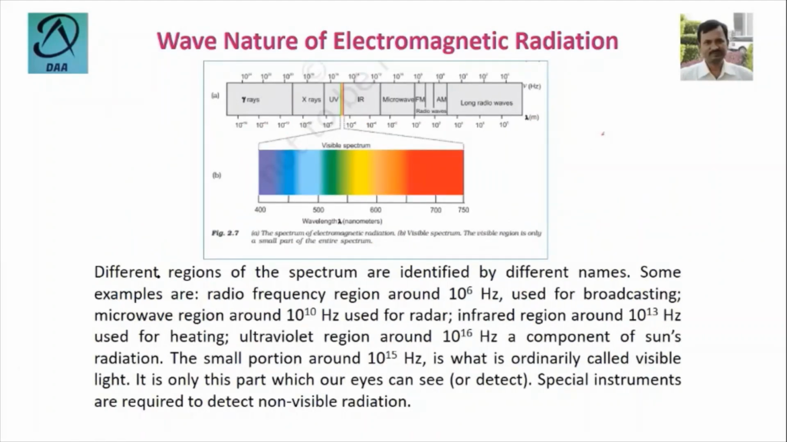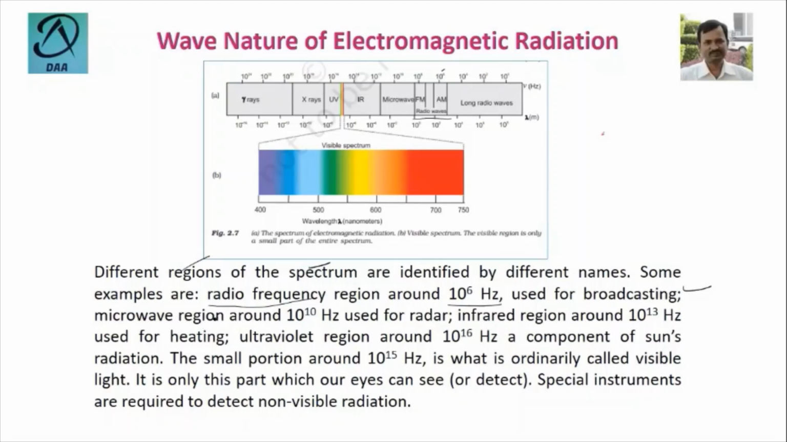Now we'll check the different regions of the spectrum. If you see the spectrum, there is a scale above. We start from right to left. Then if you see the radio frequency region, it is 10 to the power 6 hertz. It is used for broadcasting. We know that FM radio is there.